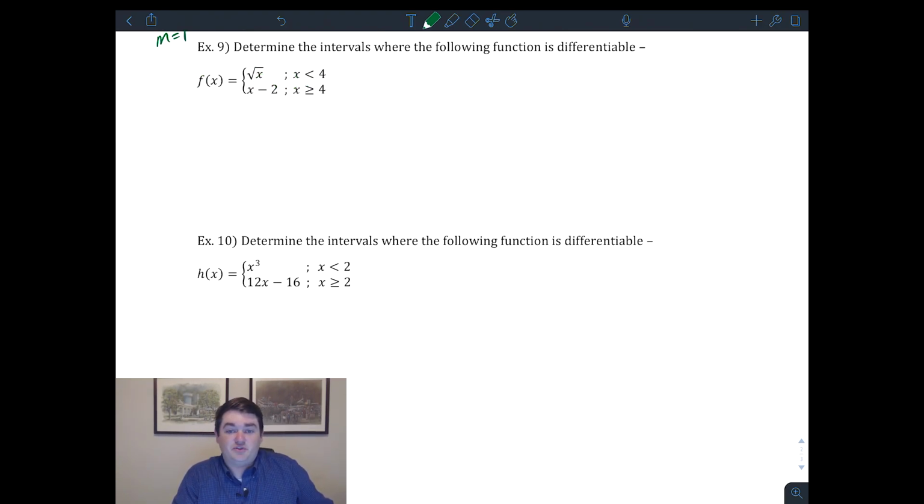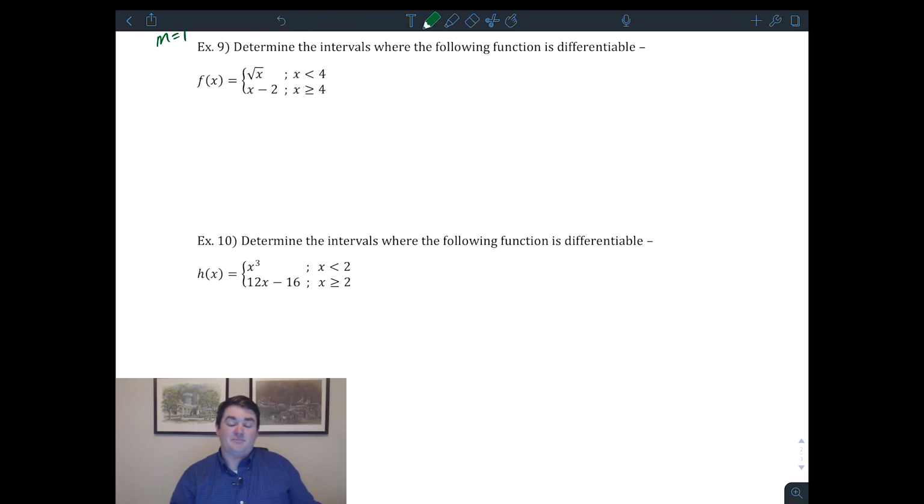Example 9, determine the intervals where the following function is differentiable. Okay, let's take a step back and remember, what has to be true to be differentiable? A function needs to be continuous with no sharp turns and no vertical tangents. So when I look at my piecewise function here, the square root of x is differentiable everywhere in its domain, so for every x value from 0 and up, and x minus 2, a linear function, is differentiable everywhere from negative infinity to infinity.